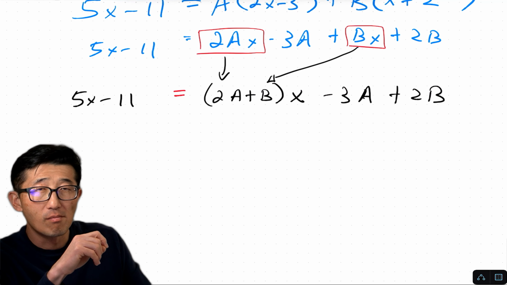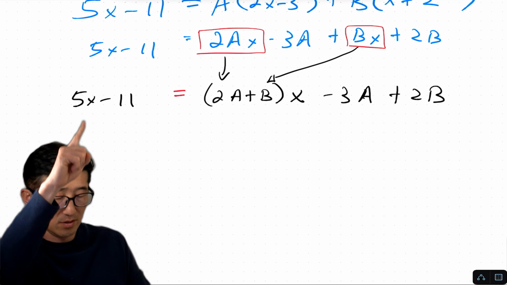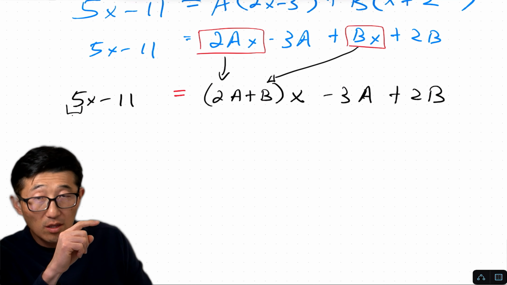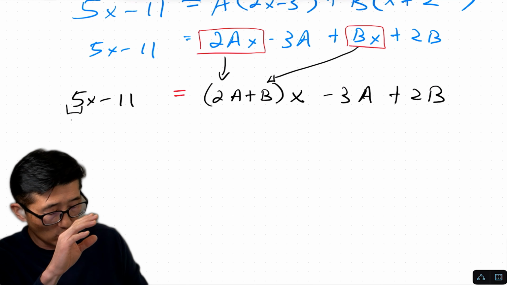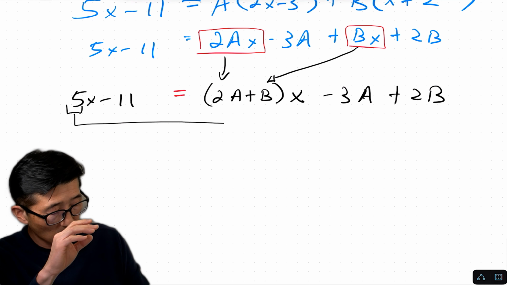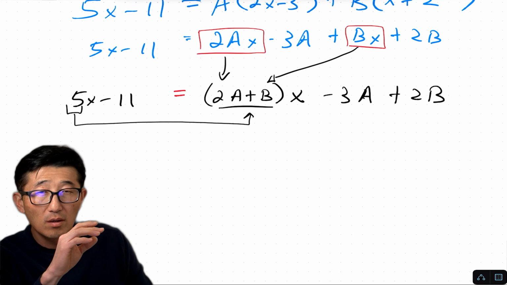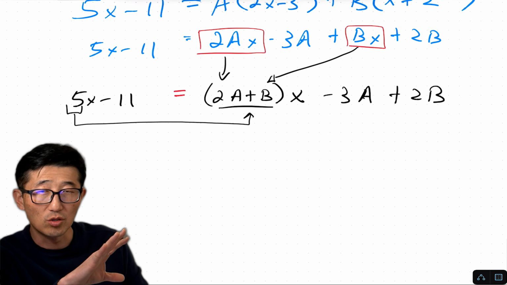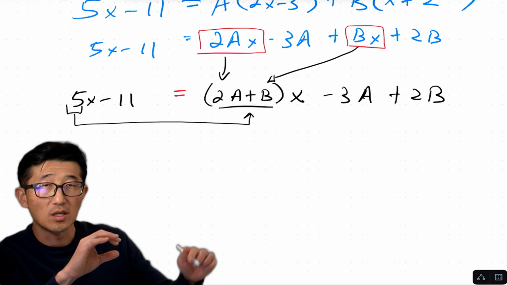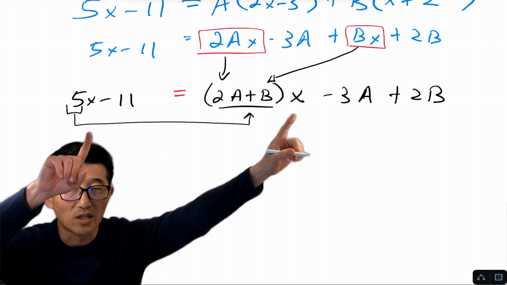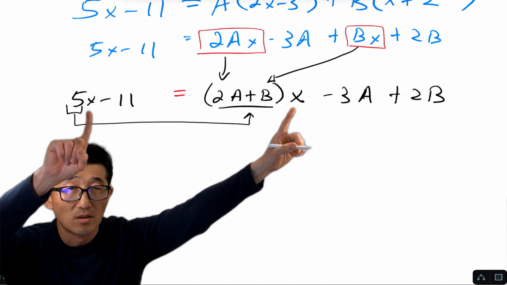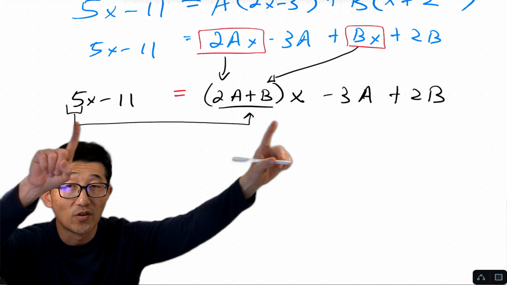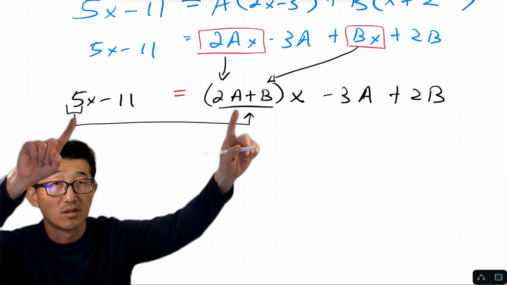First equation is going to be 5x. Just 5 will equal what? 2a plus b. Do you get that? Because it's attached to x, you see it? So the number in front of x should be exactly what?